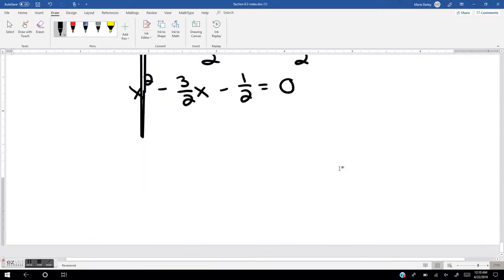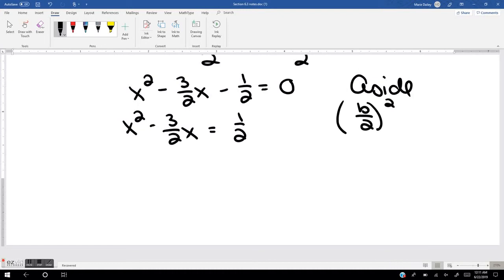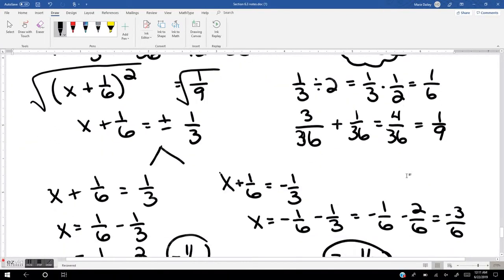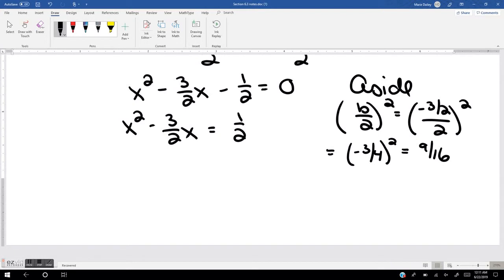Okay, let's go ahead and erase that. Now, taking it from there, we want to add that constant term over to the other side. Creating then our aside. Again, it's going to be b over 2, and we're going to square that. So this then gives me a negative 1/2 squared divided by 2 squared, so this becomes then a negative 3/4 squared, which is then positive 9/16.